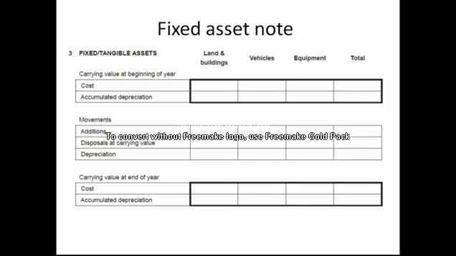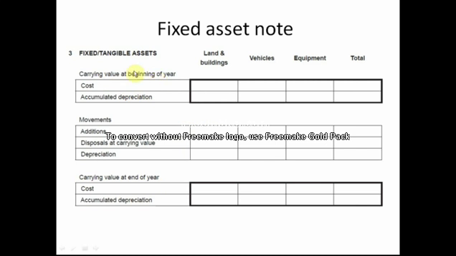So if we look at the structure of the fixed asset note, then it's important to realize that we have the different asset classes at the top, and then we have a total, so we have to total them up. And we start with the carrying value at the beginning of the year, what our asset class is worth at the beginning of the year. Then we have the movements during the year, which will result in the carrying value, or what the asset is worth at the end of the year.